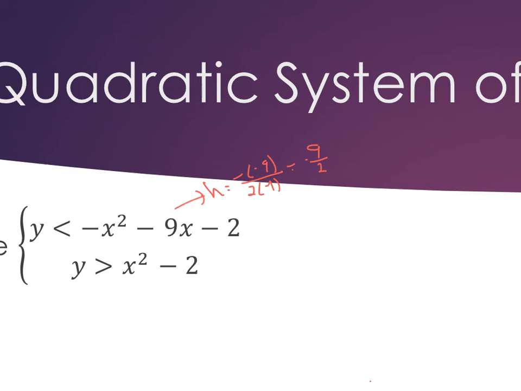Now to find k, the y value. When you plug negative 9 over 2 in for x, you do get a crazy fraction, and the k value does end up being 18.25. So we know our vertex is negative 4.5 and 18.25.